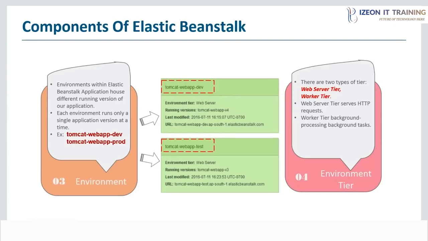Then we have something called environment tier. When you try to launch an Elastic Beanstalk environment, Elastic Beanstalk asks you to choose among two environment tiers, which are web server environment and then you have worker environment. If you want your application to handle HTTP requests, then you choose web server environment. And if you want your application to handle background tasks, that is where a worker environment comes into the picture. I'll show which to choose, either web server or worker environment, and how to work with them when we try to deploy an application in the later part.